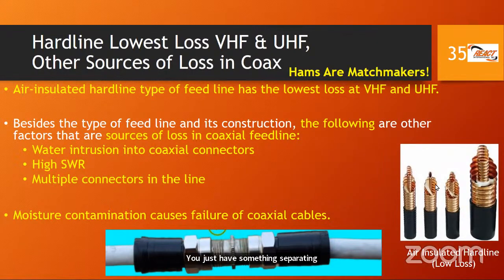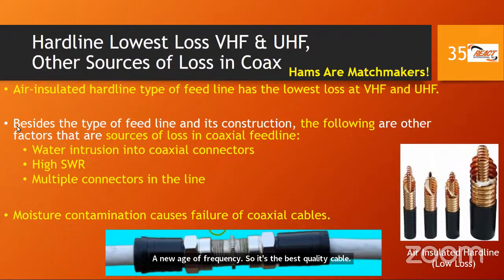This type of cable is actually the type of cable that has the lowest loss. It's also very expensive. The connectors are very expensive to put on as well, difficult, but it is better in quality than coaxial, and therefore it has less loss. It's much more rigid, much more difficult to handle, but that's an exam question. That air insulated hardline, that type of feed line, has the lowest loss at VHF and UHF frequencies, so it's the best quality cable. So you need to learn that for the exam.